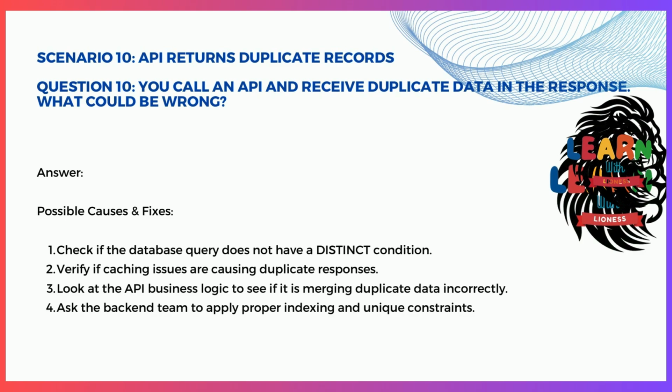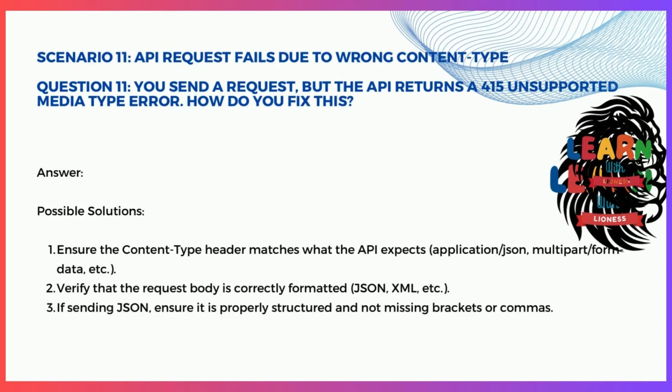Scenario 11. API request fails due to wrong content type. Question 11. You send a request, but the API returns a 415 unsupported media type error. How do you fix this? Answer. Possible solutions. 1. Ensure the content type header matches what the API expects, application/JSON, multipart/form-data, etc.